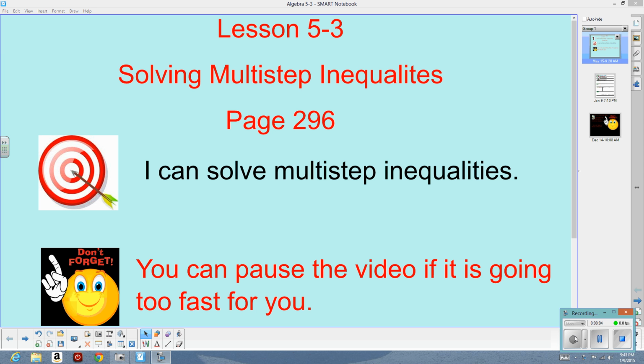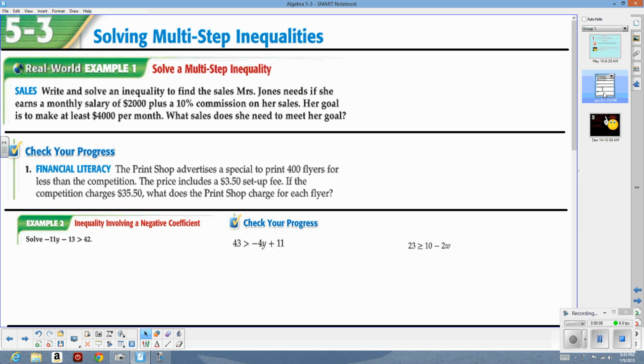In Lesson 5.3, you will be solving multi-step inequalities. Example 1 says, write and solve an inequality to find the sales Mrs. Jones needs if she earns a monthly salary of $2,000 plus a 10% commission on her sales. Her goal is to make at least $4,000 per month. What sales does she need to meet her goal?